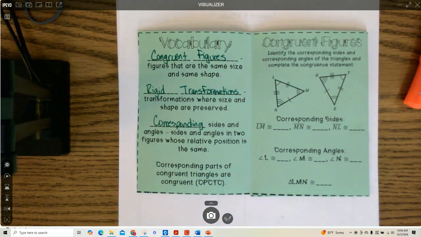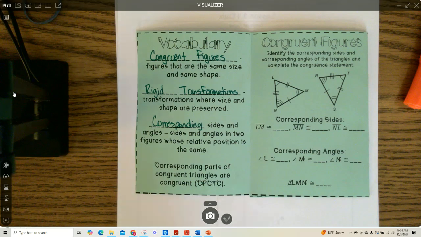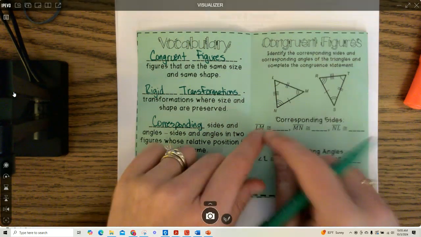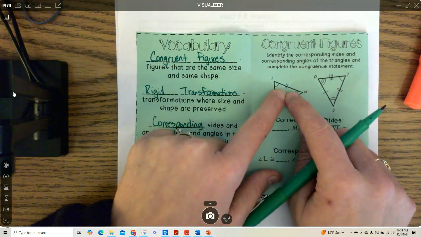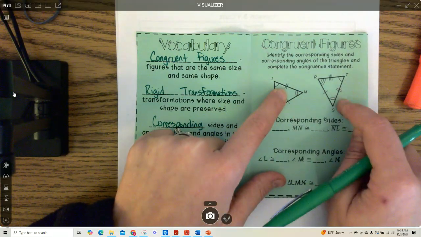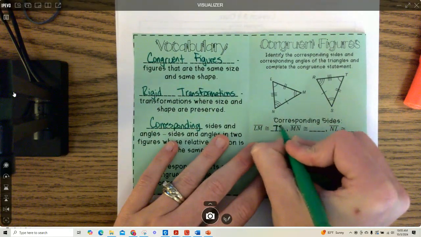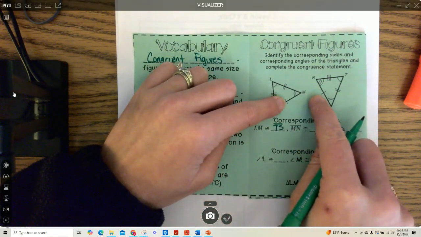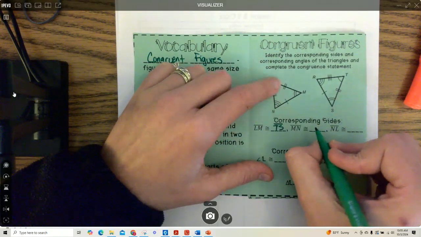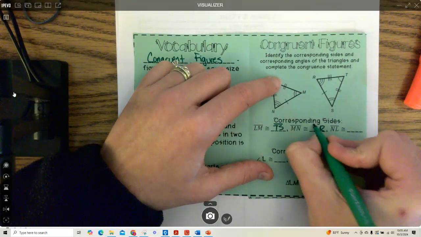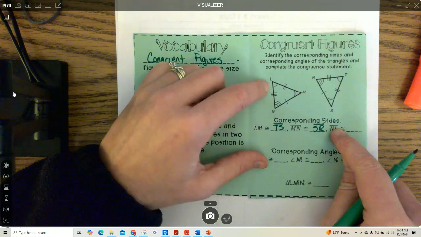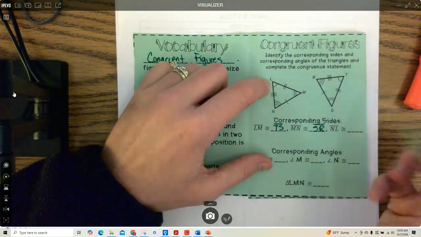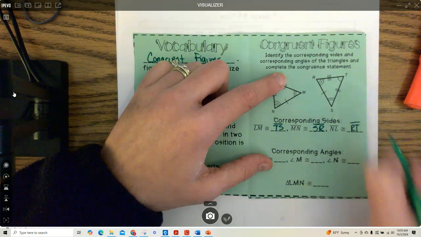So this next slide says, identify the corresponding sides and corresponding angles of the triangles and complete the congruence statement. Okay, so the marks indicate which sides are congruent. So LM is this side with 2 marks. So if we look at this triangle, this side with 2 marks is side TS. And then MN right here has 1 mark. So the corresponding side is SR over here. And then NL has 3 marks. So the corresponding side over here is side RT.